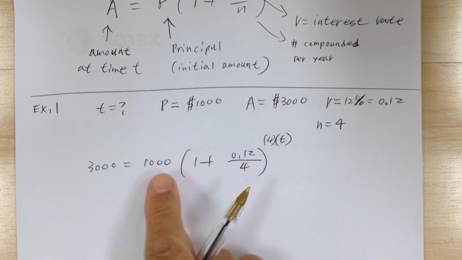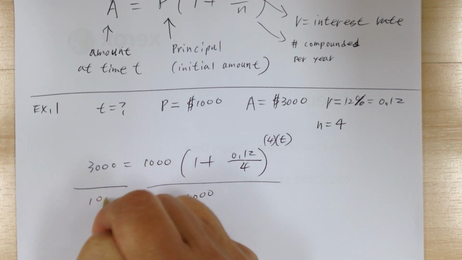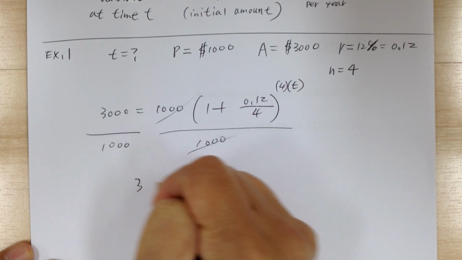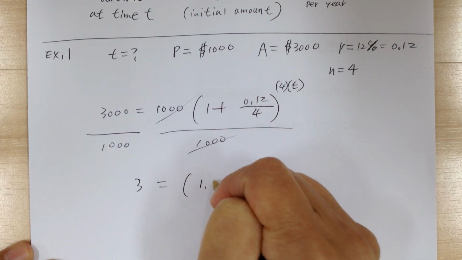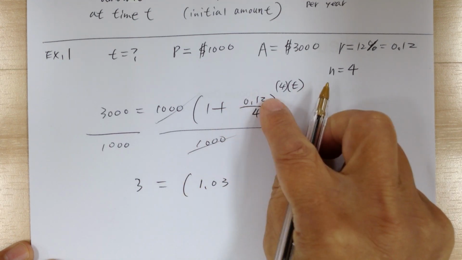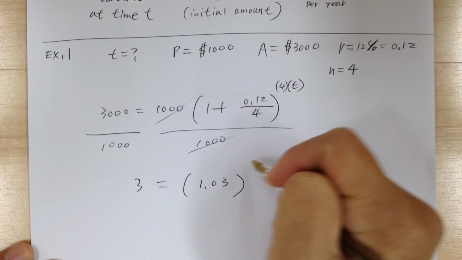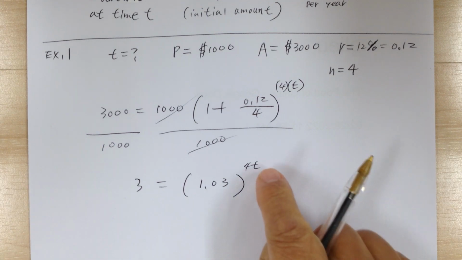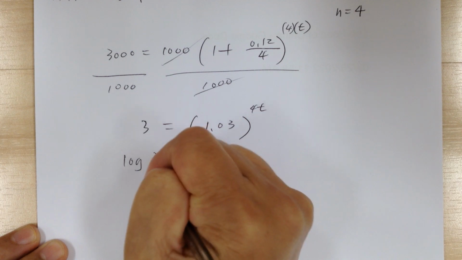To solve this, first let's get rid of the number in front. So divide by 1,000 on both sides, so that this cancels. You get 3 equal to, now simplify this part over here: 0.12 divided by 4 is 0.03, plus 1 will give you 1.03 to the 4t. So now your equation is simplified a little bit. To solve this, when a variable is in the exponent, you have to take the log on both sides.